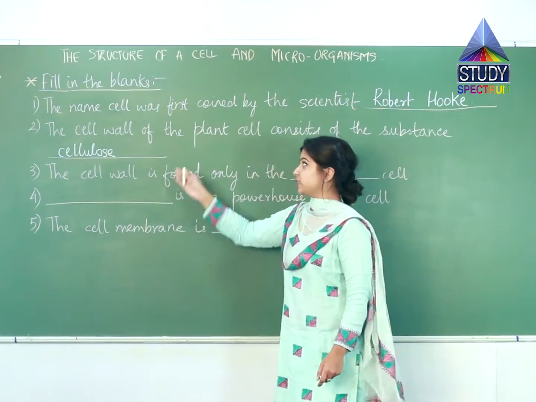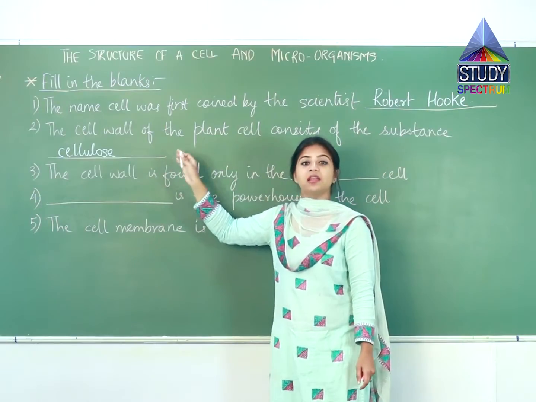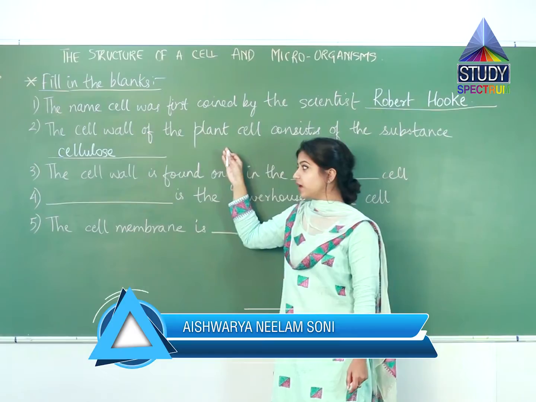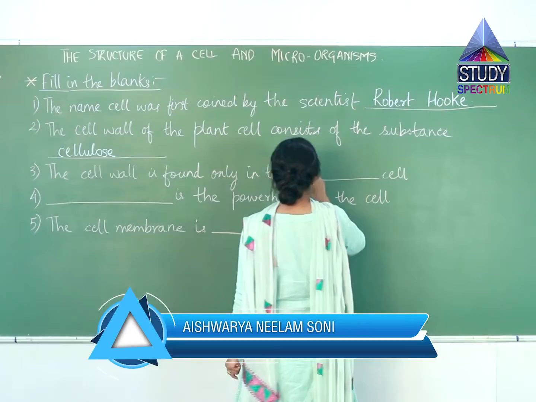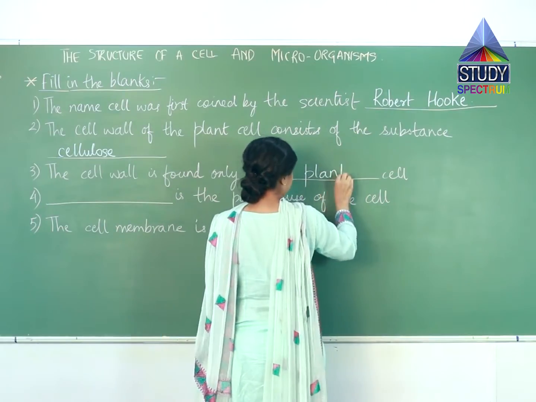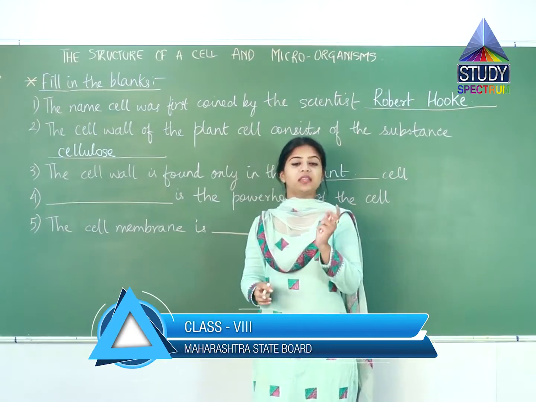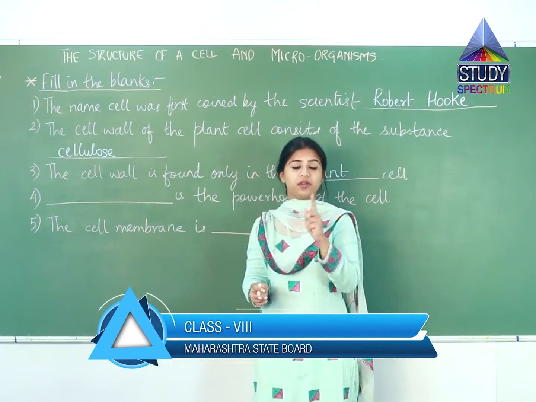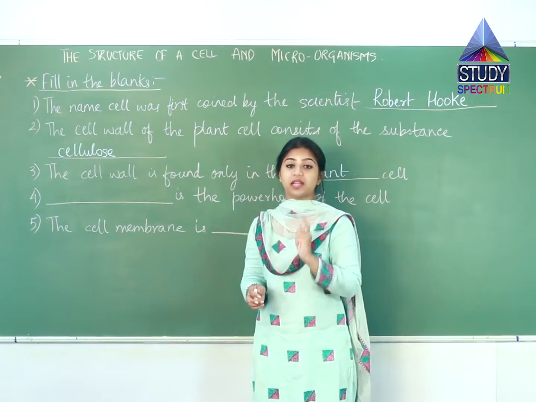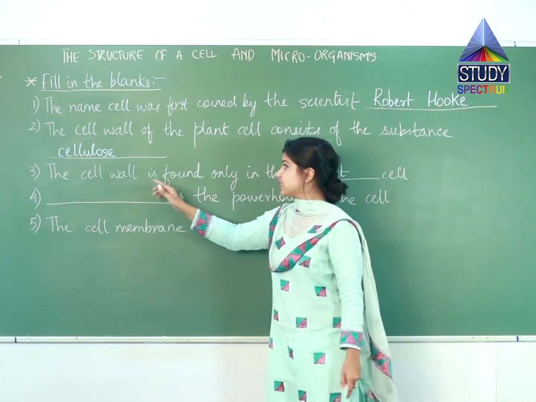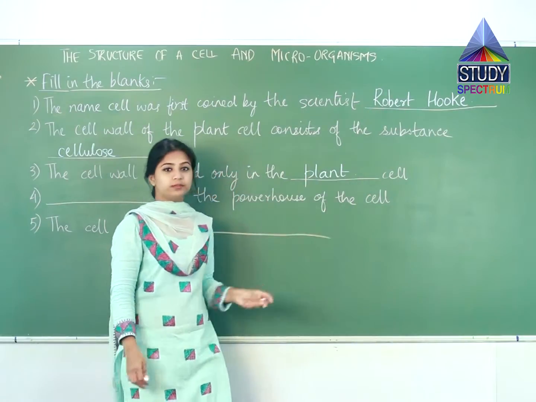The next one is the cell wall is found only in the dash. Now it's obvious that I explained to you about the cell wall. It has cellulose as the material in it, and it's seen only in plants. So the answer over here is plants. Also, when I explained the difference, I told you that the cell wall is an extra covering in the plant cell, and the animal cell has only the cell membrane and nothing else. So the cell wall is found only in the plant cell.